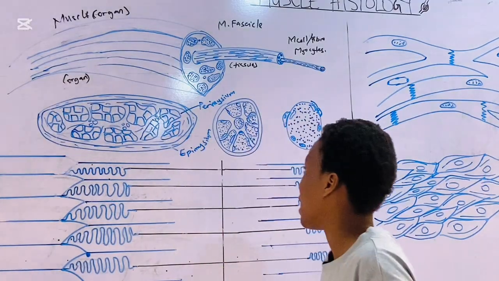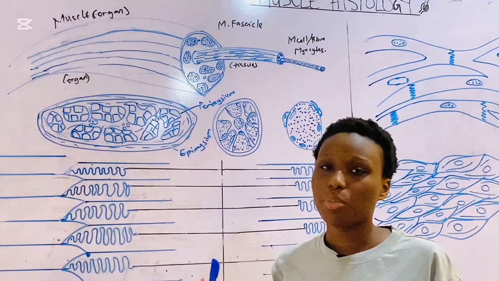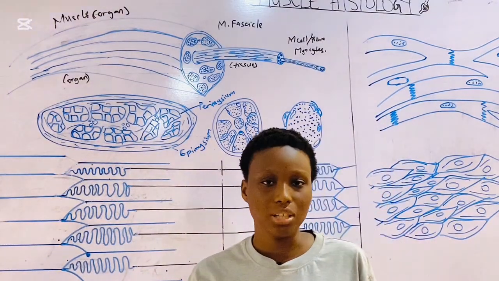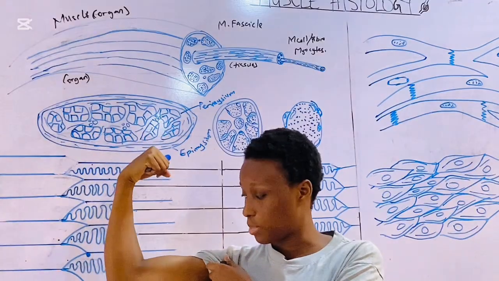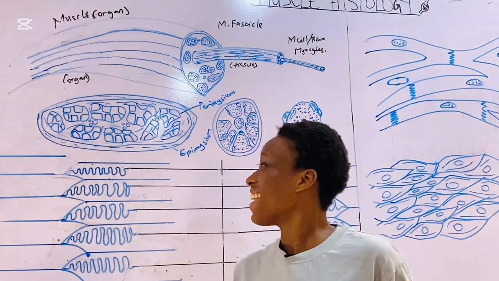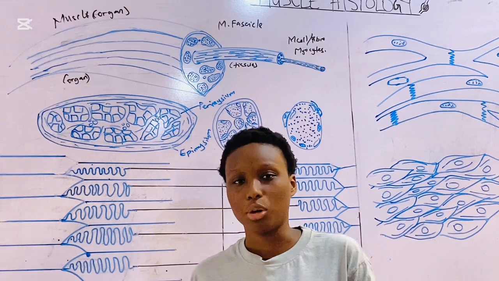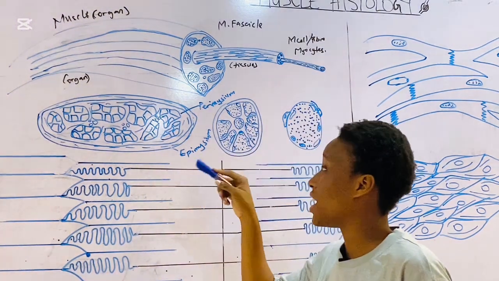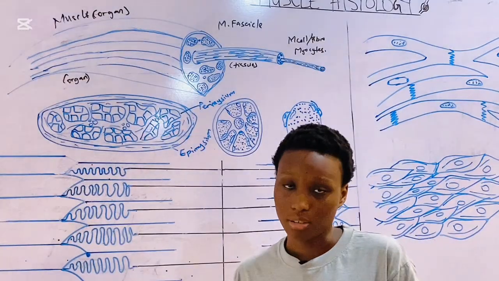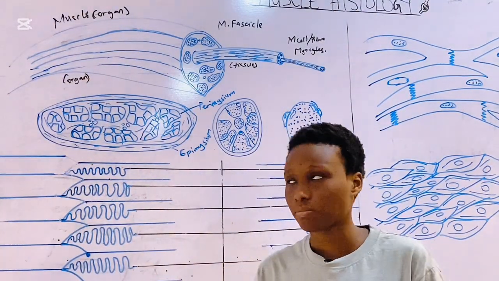Perimysium. Again, epimysium is the connective tissue surrounding the muscle as an organ, the muscle itself, your biceps. Epimysium is the one surrounding that. But then the bundles of cells, that is the muscle fasciculi, the muscle fasciculus, is surrounded by a different kind of connective tissue, which is the perimysium.